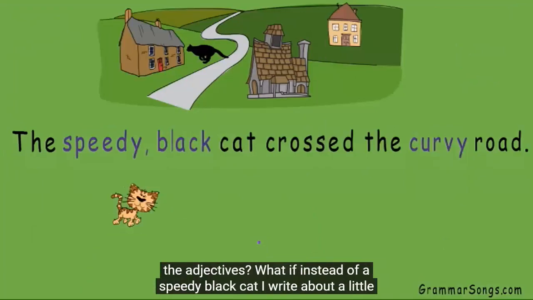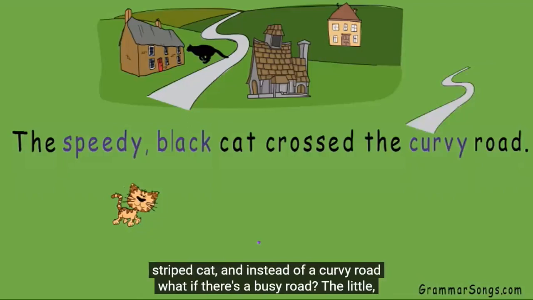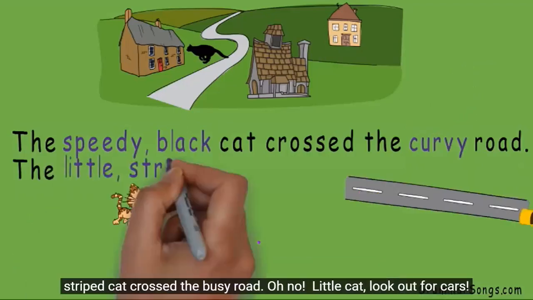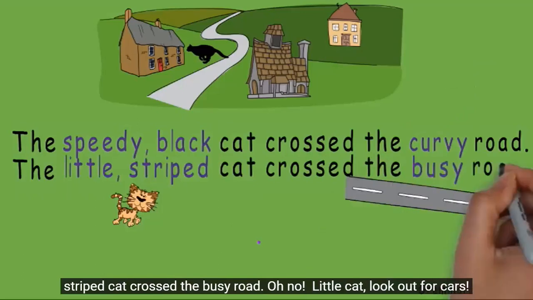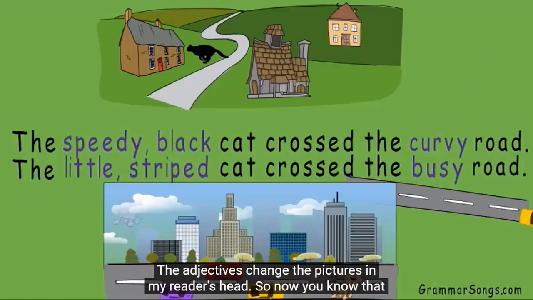What if instead of a speedy black cat, I write about a little striped cat? And instead of a curvy road, what if there's a busy road? The little striped cat crossed the busy road. Oh no, little cat, look out for cars! Changing the adjectives changes the pictures in my reader's head.